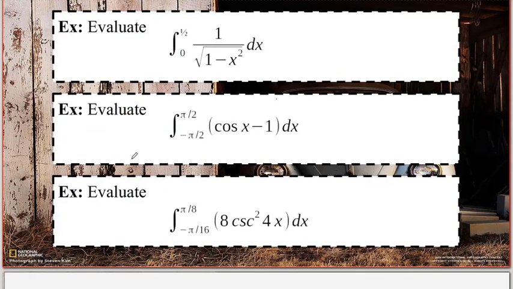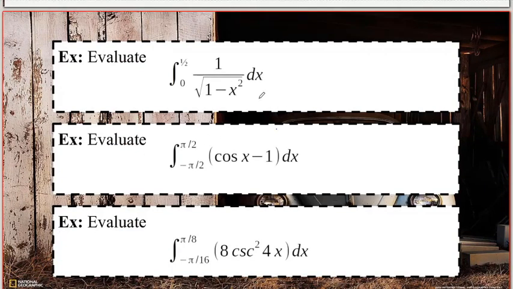Okay, here are three good ones to get you started. Let me give you some hints. An antiderivative of this will be sine inverse. So this you'll just have to figure out what is sine inverse of 1/2 minus sine inverse of 0. So calculate those.